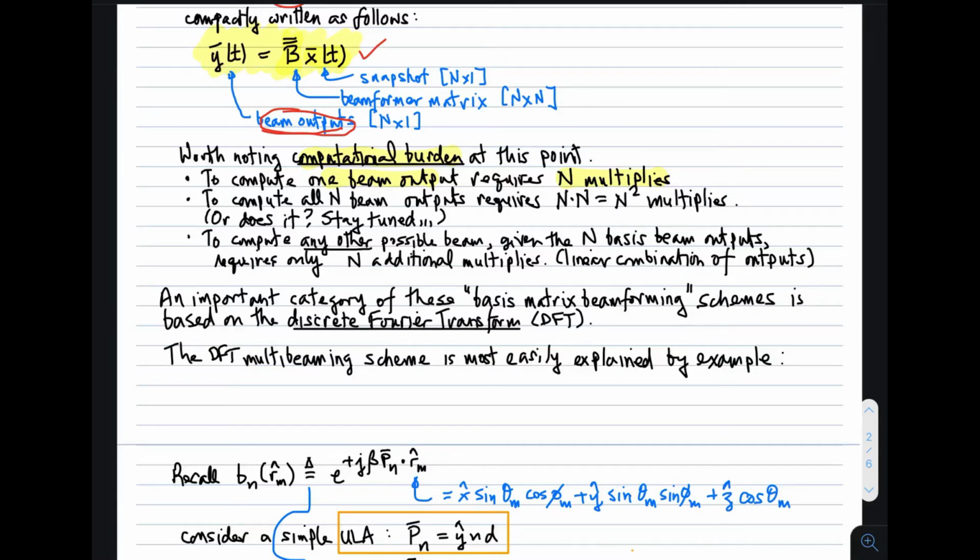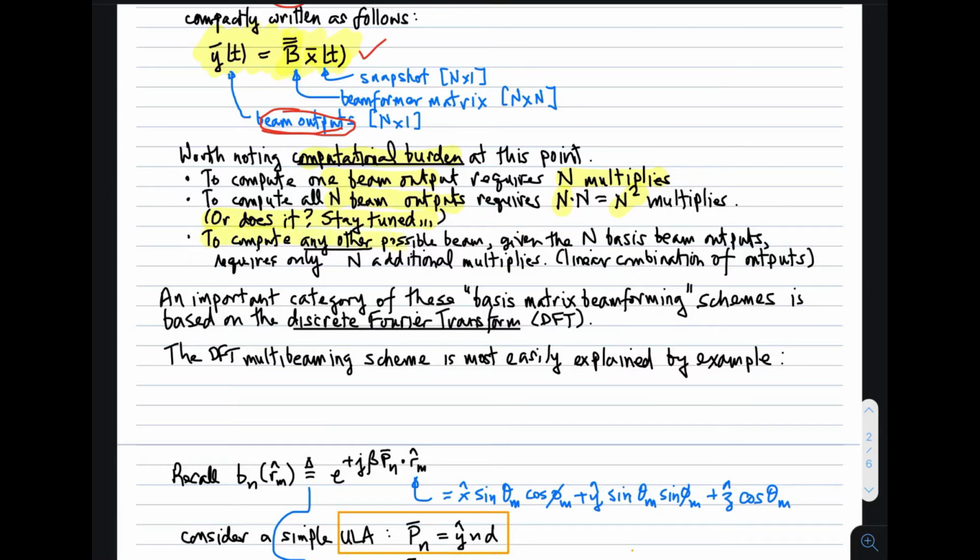operations. To compute all n beam outputs in a basis set, such as what's described in the matrix equation above, well, we have to repeat that operation n times, so that's n squared multiplies. In other words, if we take an n by 1 vector and we multiply it by an n by n matrix, we end up doing n squared multiplies. Now, some of you may realize that this may not always be the case, and for that, I would ask you to hold that thought and stay tuned, because we'll certainly circle back to the question of whether it really requires n squared or whether we can do it with fewer multiplies.